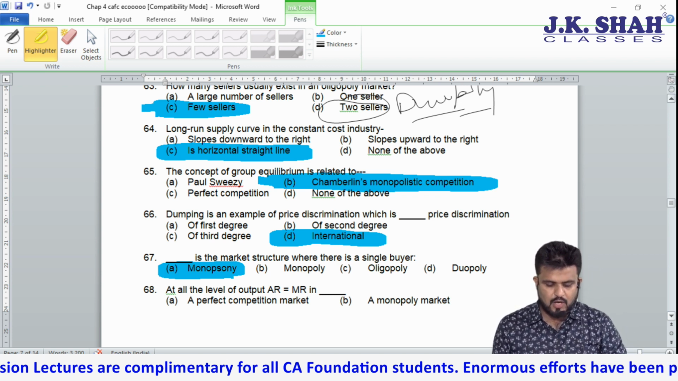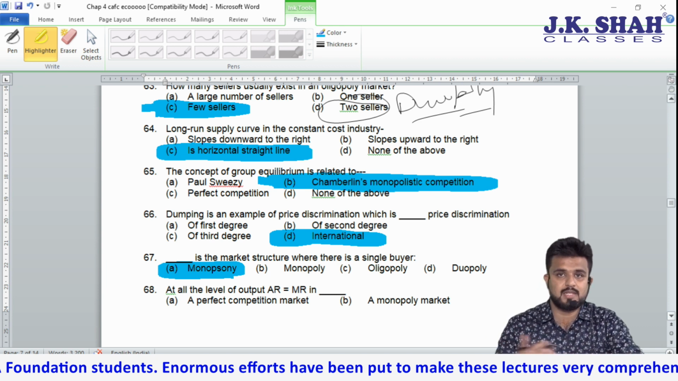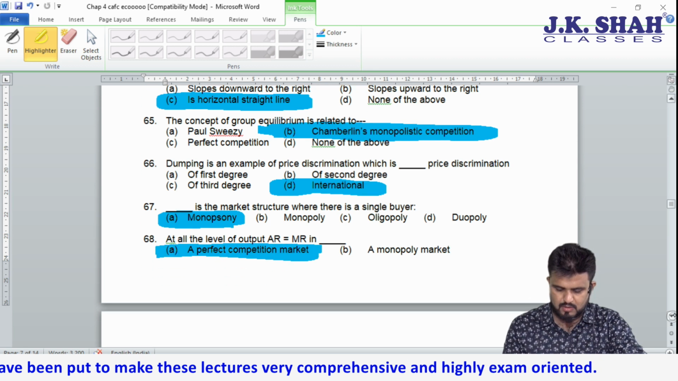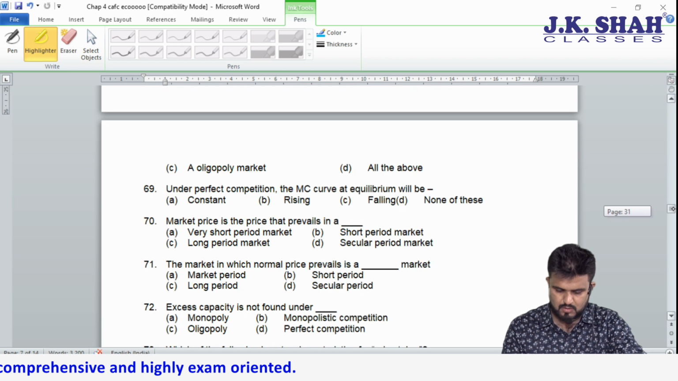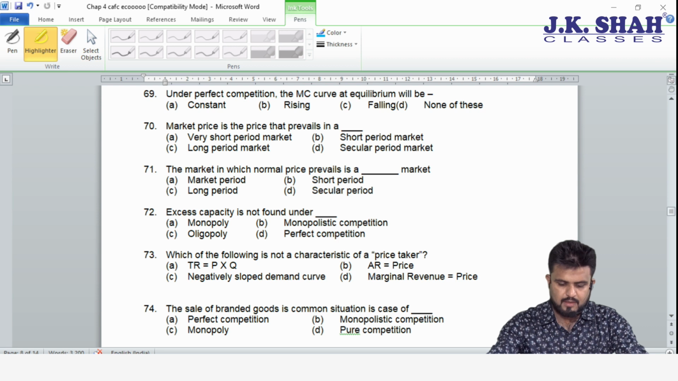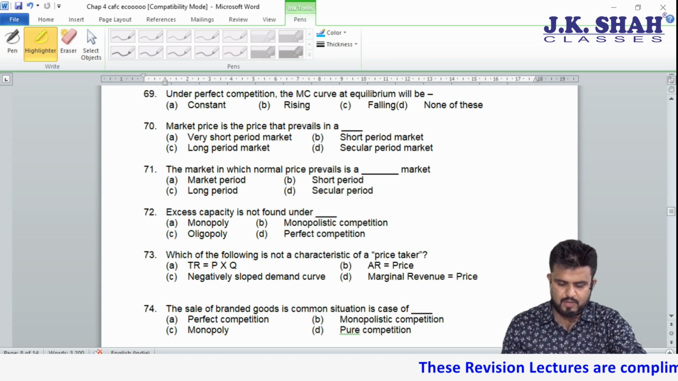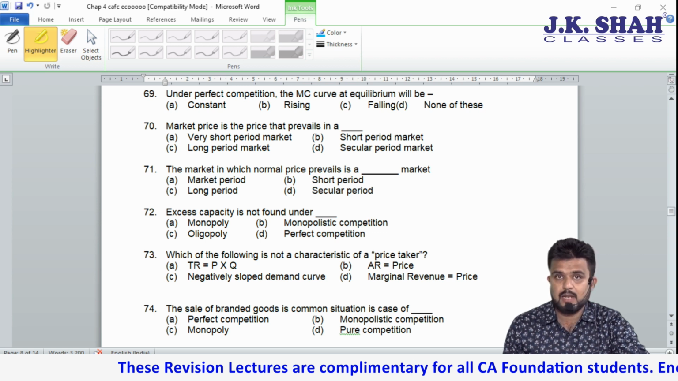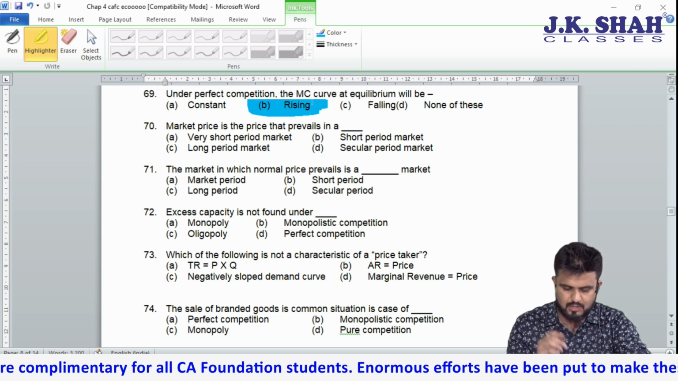At all levels of output, AR equals MR. AR equals MR was normally seen under which market? Perfectly competitive market. Moving to 69 now. Under perfect competition, what will the marginal cost curve at equilibrium do? It will start rising. B is the answer.